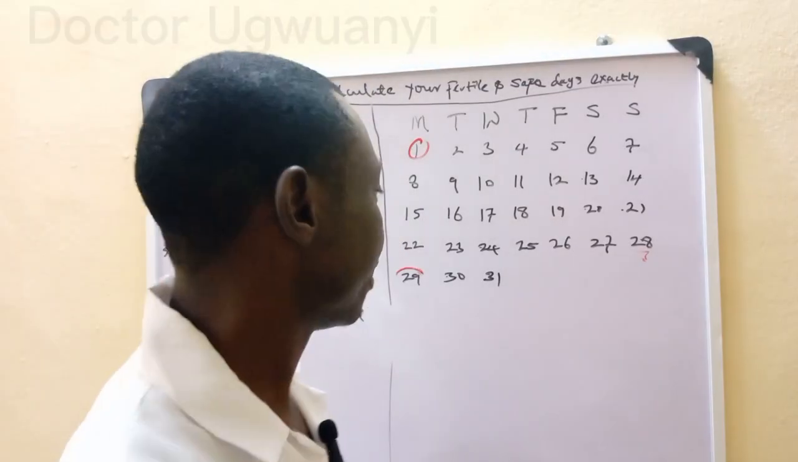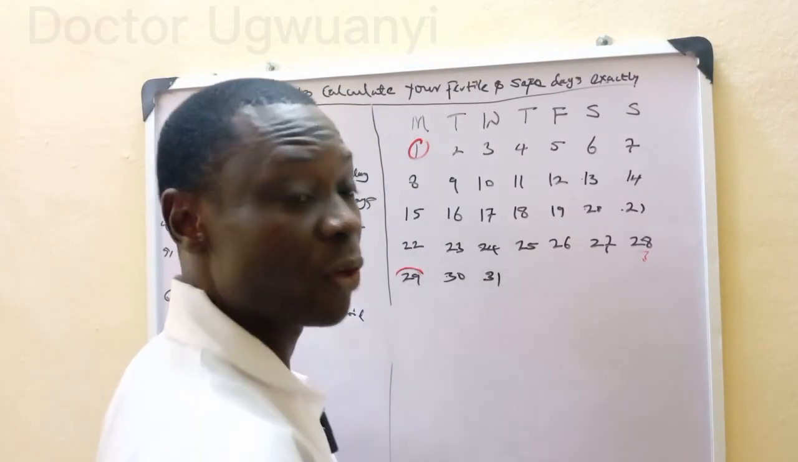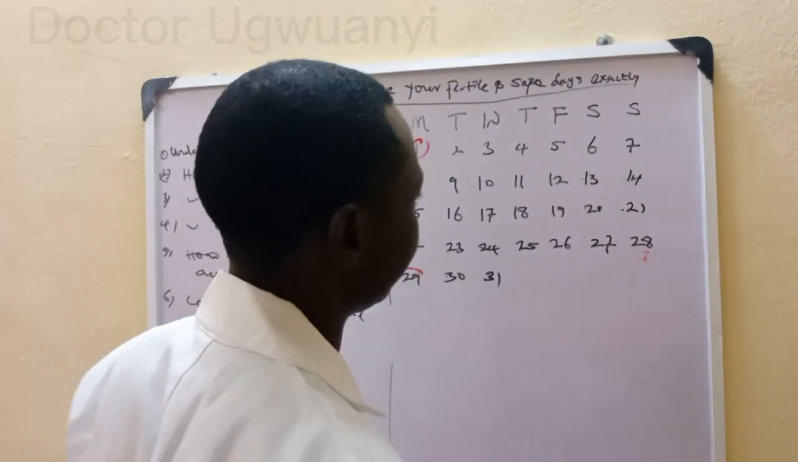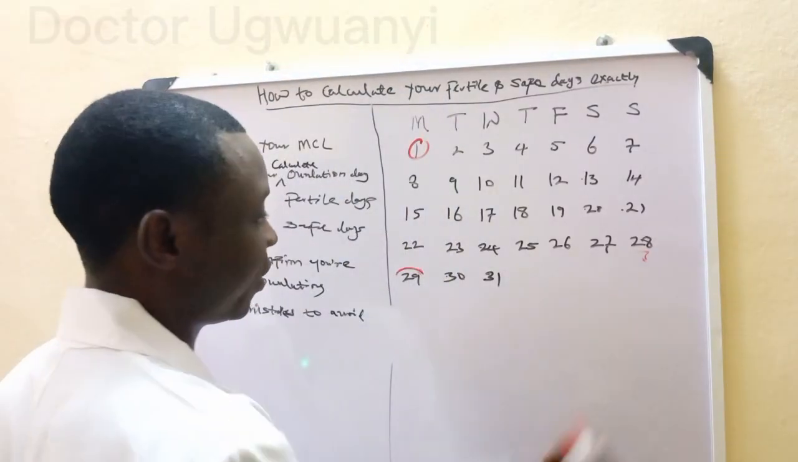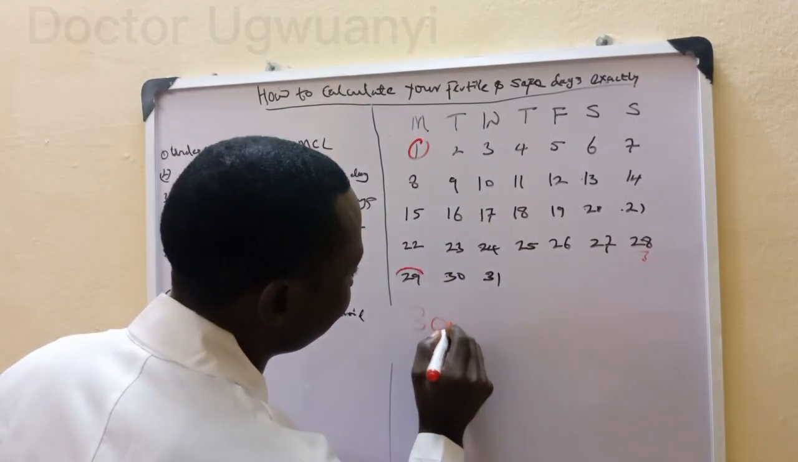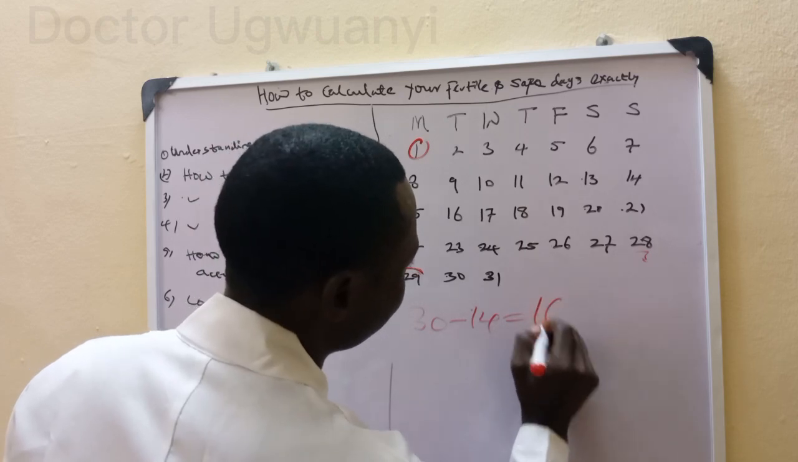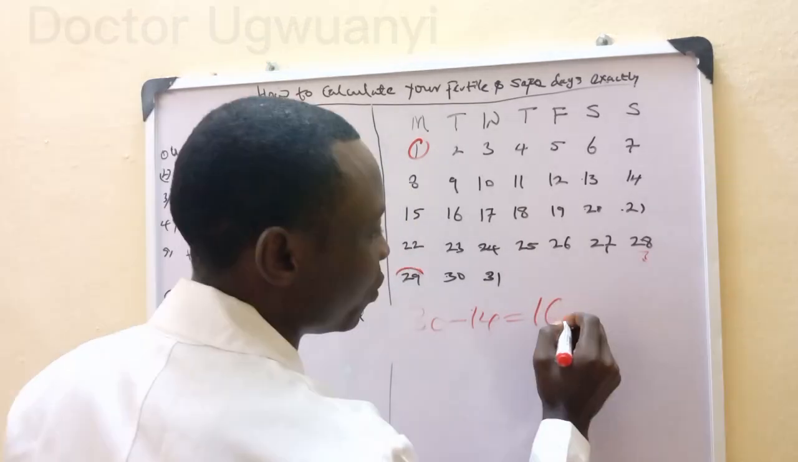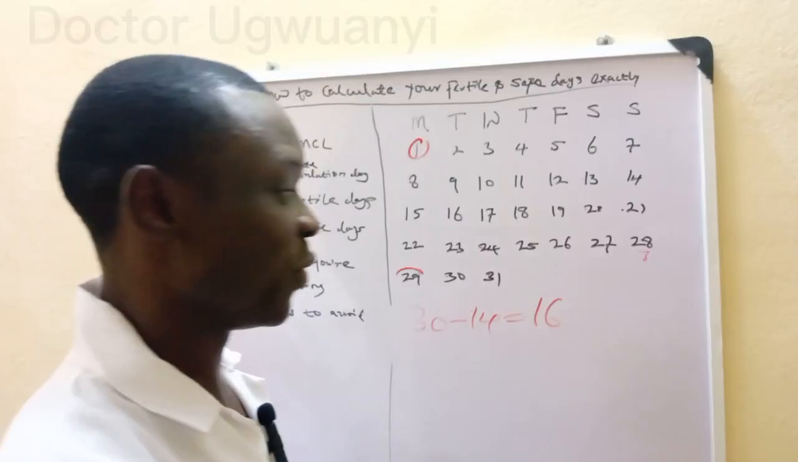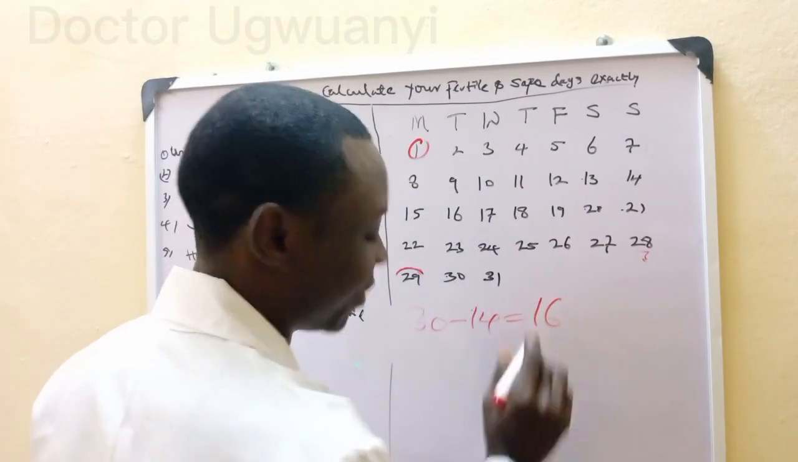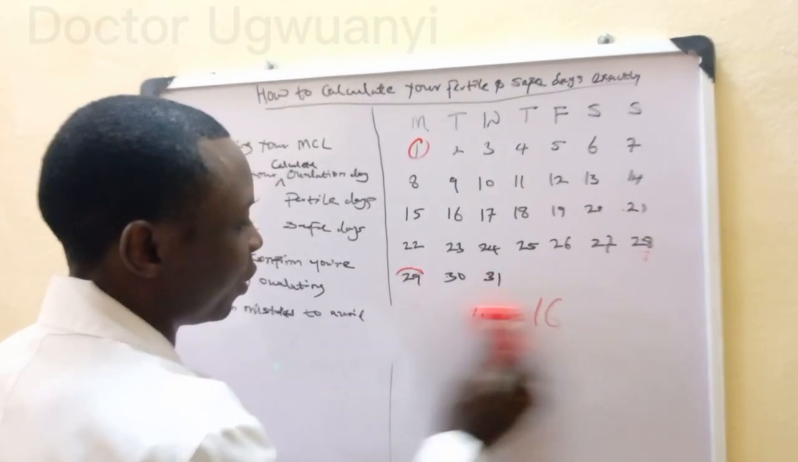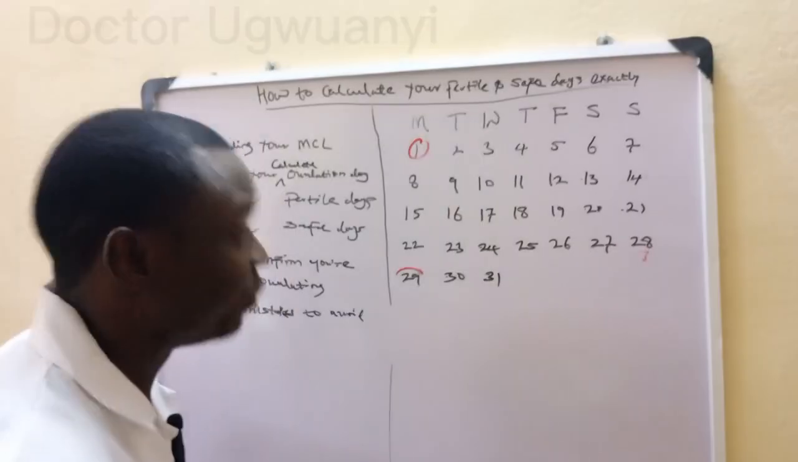So let's use another example. Let's assume that your menstrual cycle length is 30 days. We have used 28, let's use 30 days now. Just say 30 days minus 14, and you're going to get 16 days. Because it happened on a single day, you just say day 16. Okay, so this is how you can calculate your ovulation day.